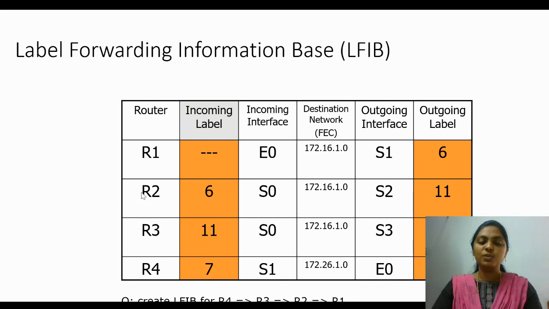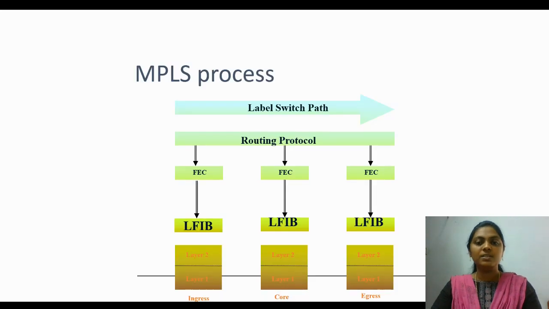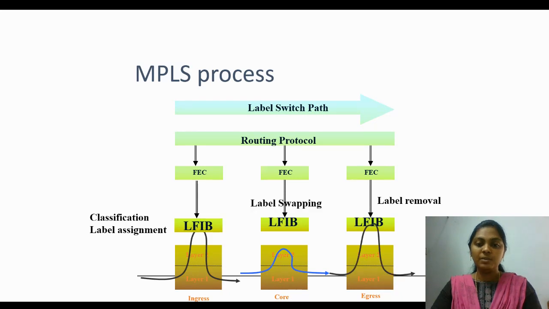Similarly, when it goes to the next one, it will have the previous label 6, but now every node will remove the existing label and attach a new label. The same happened with the R3 router also, and since R4 is the edge router, the egress router, it will have an incoming label, but that will be removed. When it goes out of that node, there will not be any label, only the IP packet reaches the destination. So this is another picture showing the label removal process.